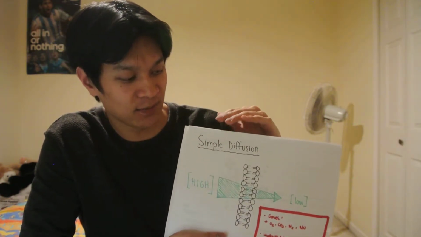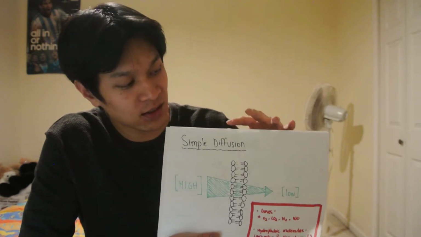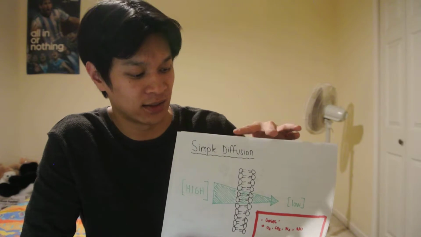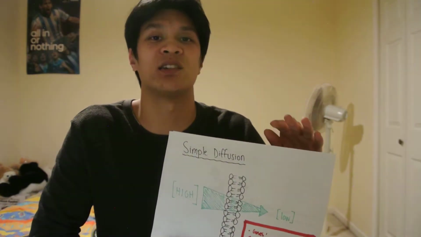As you can see, as mentioned, we're using the gradient to move ions across the membrane. So, for example, moving from high to low is always the case for passive transport.